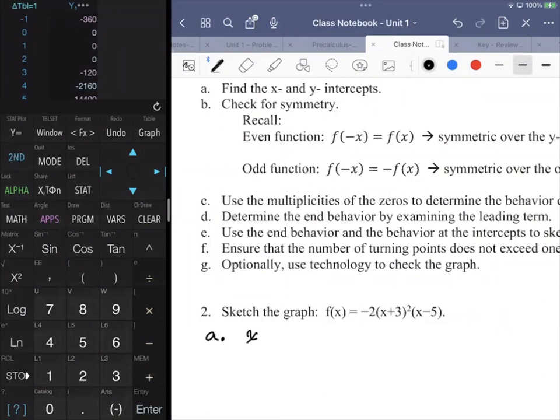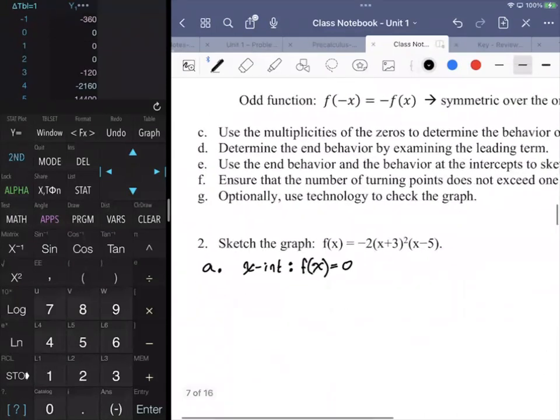X intercept, you replace f of x with 0. All right, because remember, f of x is the same as saying y. If y is equal to 0, then the graph is on the x-axis, making them x-intercepts. All right, so I'm going to take my function, set it equal to 0. 3 is what I wanted to write. Squared x minus 5. It's already in factored form, which is great.